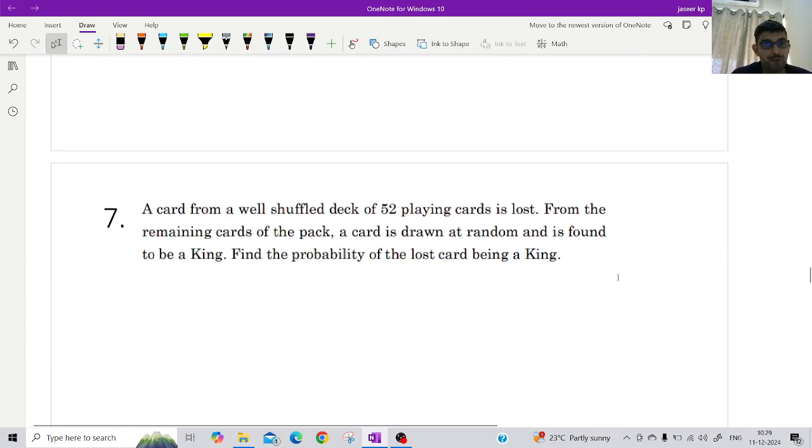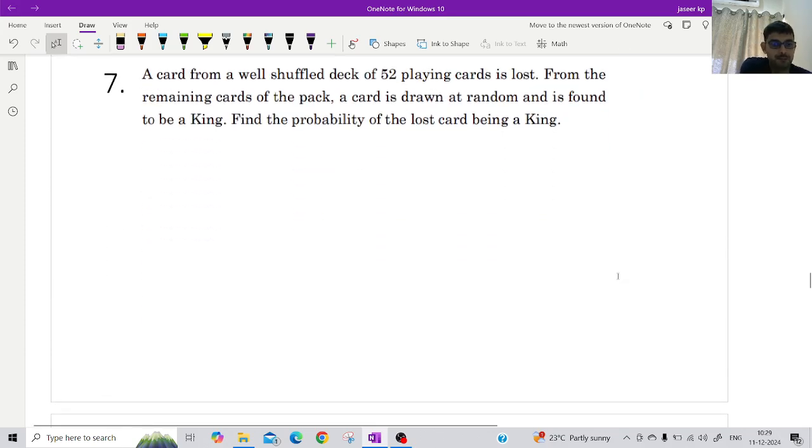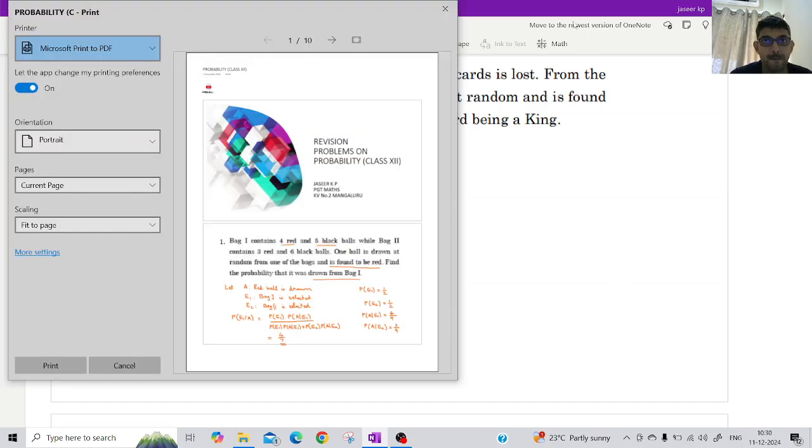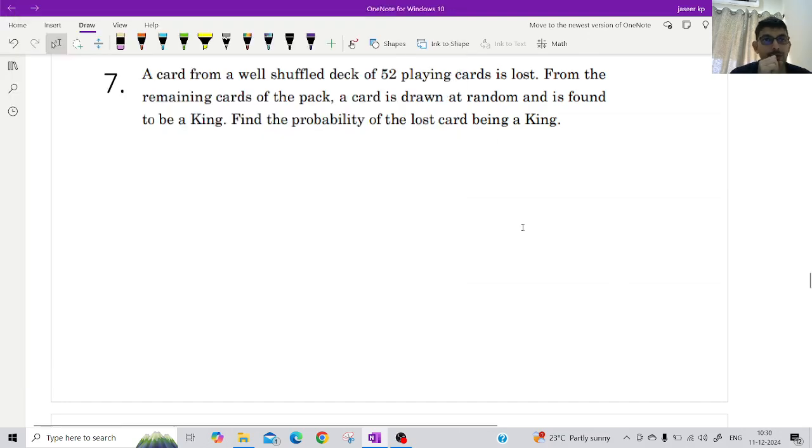Now we are moving to the next problem. A card from a well shuffled deck of 52 playing cards is lost. So a card is lost, and from the remaining cards of the pack, that is remaining 51 cards, we are drawing a card. A card is drawn at random and is found to be a king. So we already got a king when we are drawing from the remaining 51 cards. Now we have to find the probability of the lost card being a king.